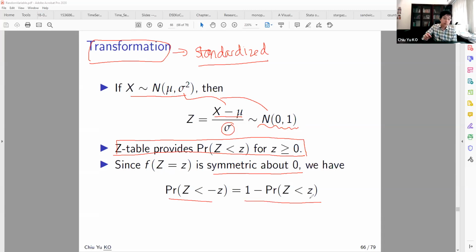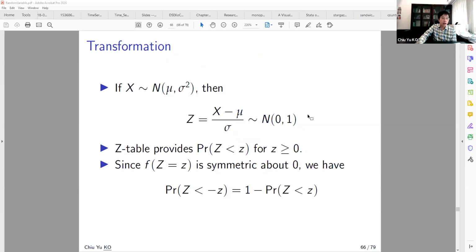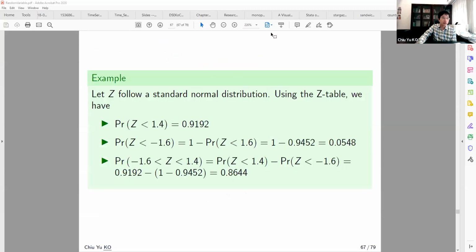I think I would just almost end here, but I'll give you a glimpse of what we want to do. Of course, we'll do it again in the next class. So basically Z follows a standard normal and you use the Z table. You can look at the table and quickly figure out this number and this number, okay? Because they're symmetric about zero, everything can be done quickly. But I guess I should end here.